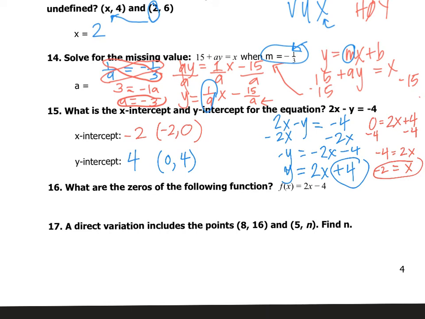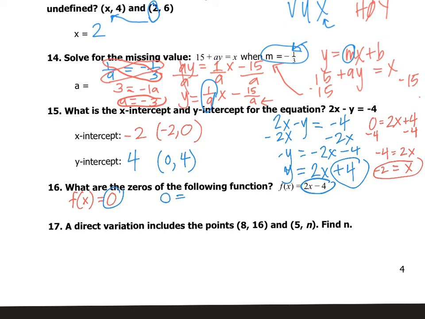Okay, so this question 16 asks, what are the zeros of the following function? You know how to do this, but you may not have seen this written in this way before. It gives us the function, and basically it's asking what x is when f of x equals 0. So let's do this in blue. You need to set the function equal to 0 and solve for x. So let's go ahead and do that.